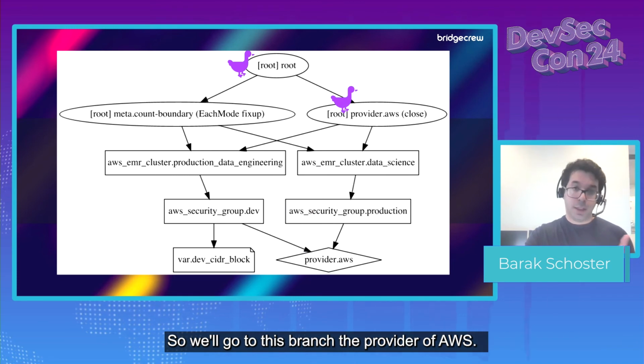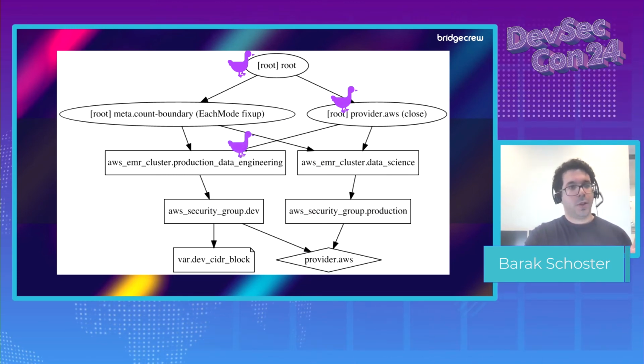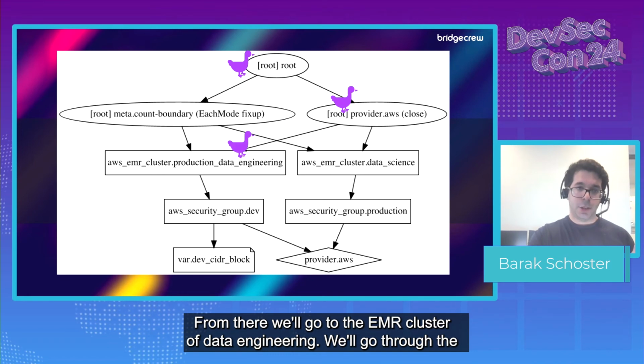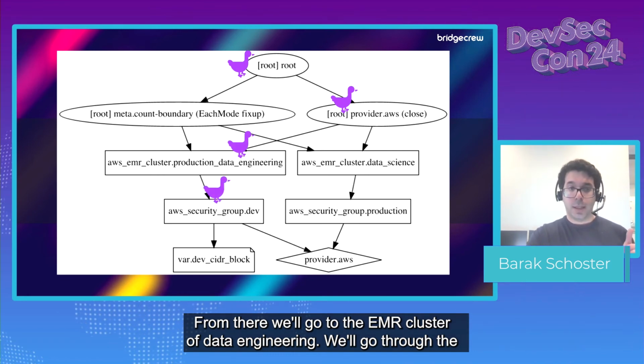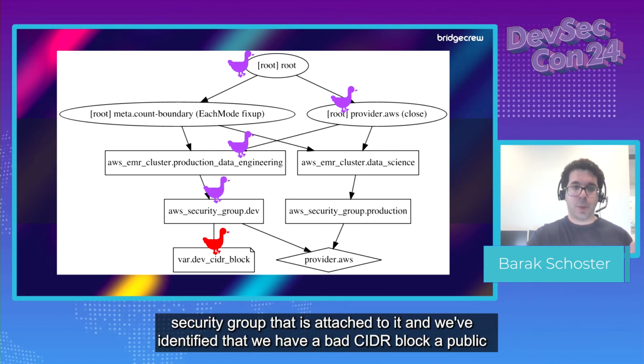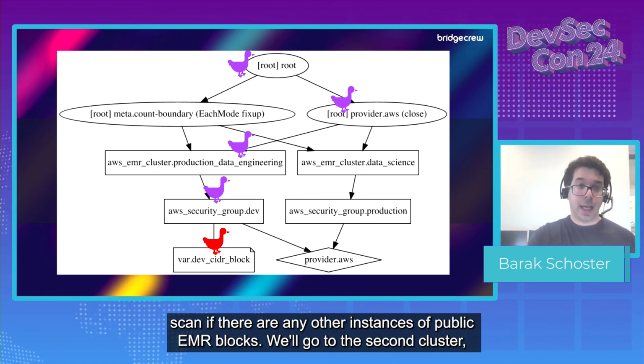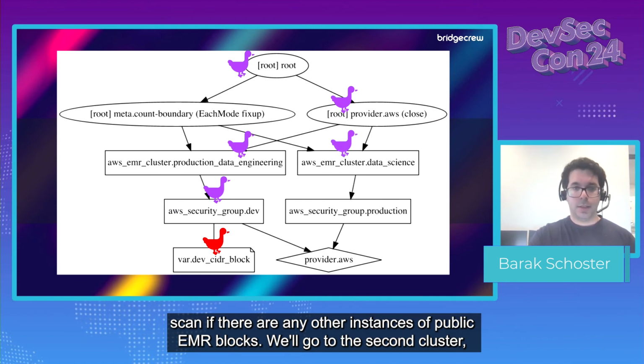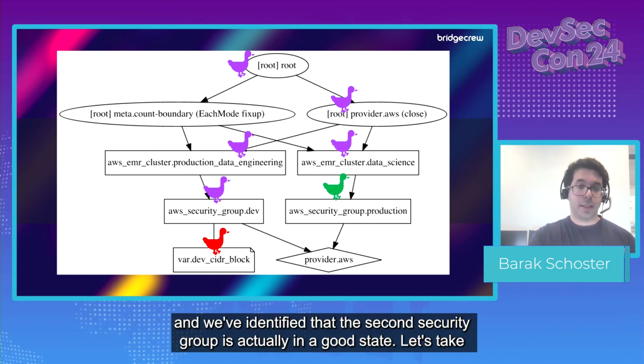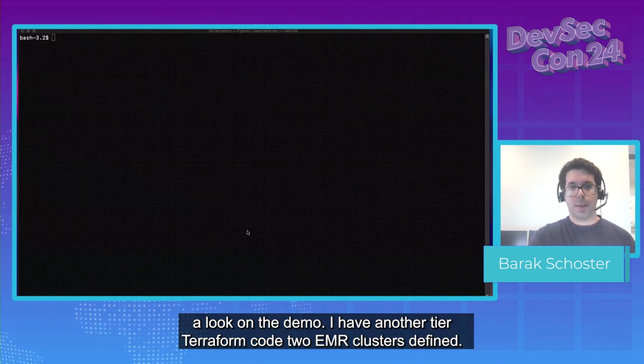So we'll go to this branch, the provider of AWS. From there, we'll go to the EMR cluster of data engineering. We'll go through the security group that is attached to it, and we've identified that we have a bad CIDR block, a public networking interface, public networking security group defined for the ingress rule. And now we'll scan if there are any other instances of public EMR blocks. We'll go to the second cluster, and we have identified that the second security group is actually in a good state. Let's take a look at the demo.